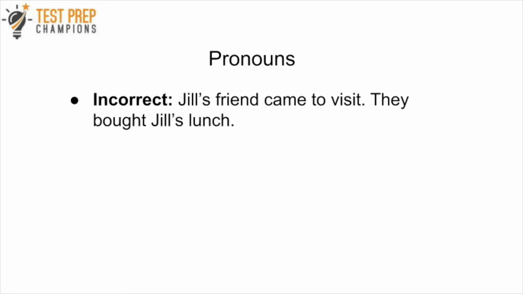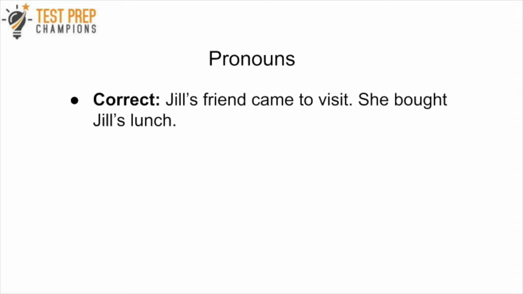Time for another example. Jill's friend came to visit. They bought Jill's lunch. What's wrong with this sentence? To see the problem, let's think about who's buying Jill's lunch. The first sentence tells us that it's her friend that's buying her lunch. Since we're talking about just one person, we don't want to use the word they here. The correct version would be: Jill's friend came to visit. She bought Jill's lunch. The key here is that if the antecedent is singular, the pronoun must also be singular. And if the antecedent is plural, the pronoun must also be plural.